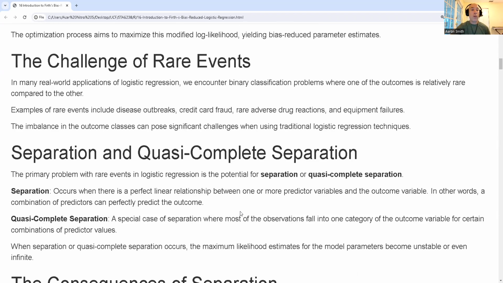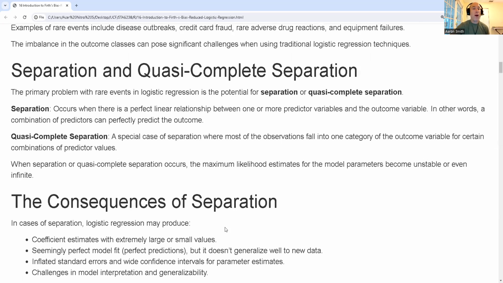All right, so the challenge of rare events. In a lot of situations, we encounter problems where the case that we're trying to model is rare. Disease outbreaks, credit card fraud, rare adverse drug events, and equipment failures are all relatively rare, and they're harder to model. So standard logistic regression doesn't tackle these as well. And so this imbalance can cause serious problems for us as we are modeling.